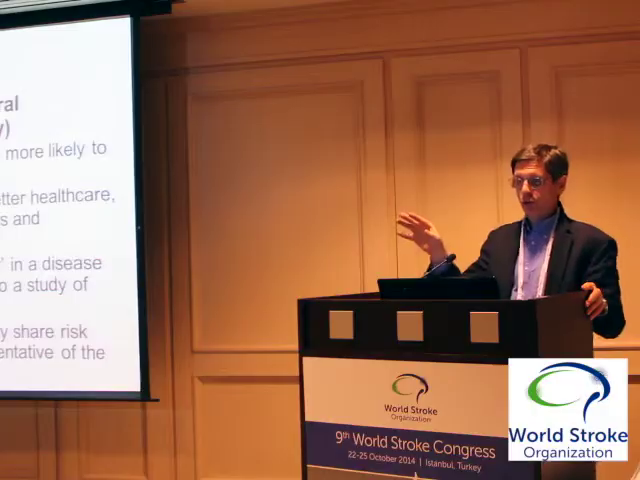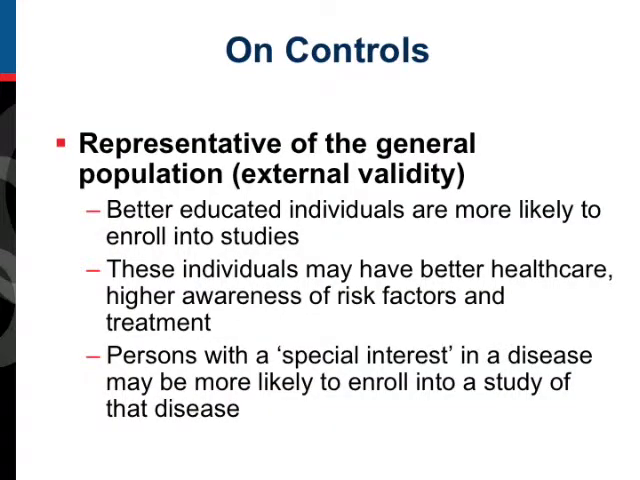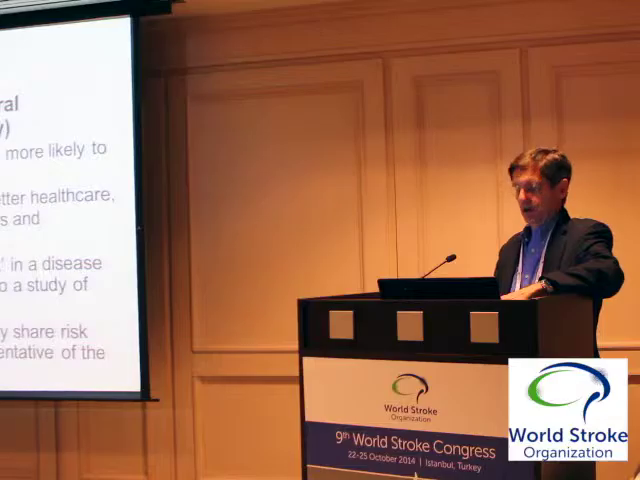So, for the control group, you have to be careful because of people who participate when you call them on the phone or you go door to door; usually better educated individuals are more likely to enroll in studies. These individuals may have better health care, higher awareness of risk factors and treatment, and persons with a special interest in the disease may be more likely to participate. Maybe they have a family member who's involved, which could give you an artificial diminishing of family relationships. And spouse and relative controls are another way of doing case control studies, but they may share the risk factors and may not be representative of the general population.